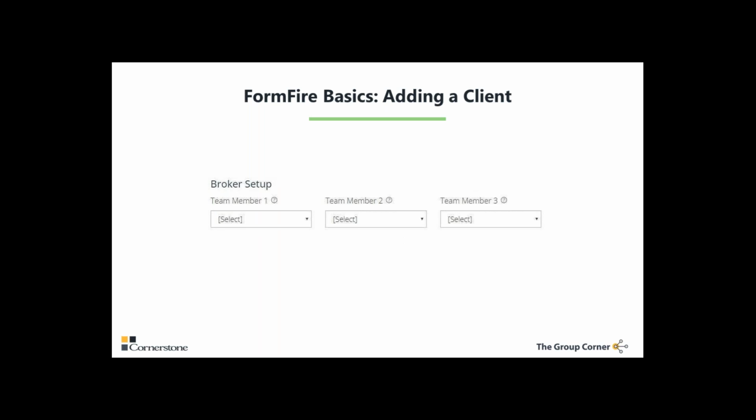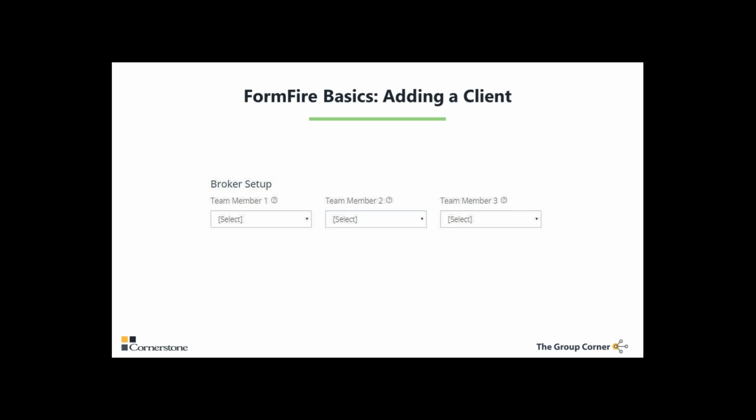The last part is the broker setup. Team member number 1 will be a drop down, and it will be whoever the writing agent is. And right above that, but not shown on the screen, will actually be the general agent information. You want to put Cornerstone's information in there.